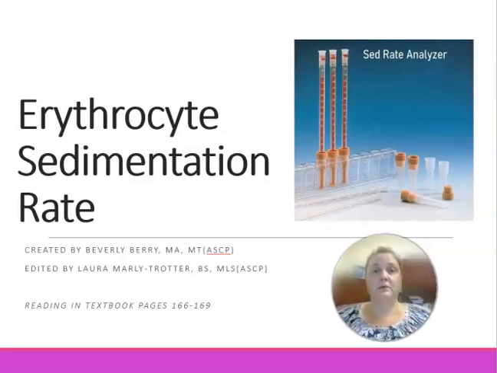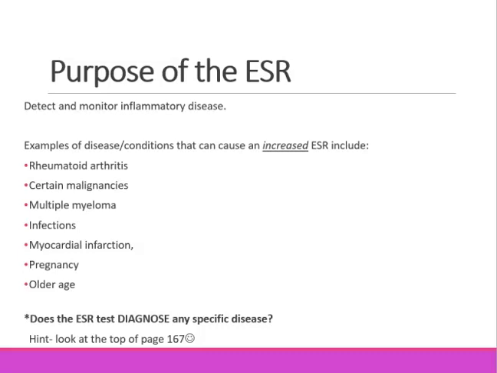Today we're going to talk about the erythrocyte sedimentation rate, and we usually just refer to it as the ESR test. So what would be the purpose of the ESR test? It is used to detect and monitor inflammatory disease. Examples of some diseases and conditions that would cause increased ESR would include things like rheumatoid arthritis, certain malignancies, multiple myeloma, infections, myocardial infarctions, pregnancy, or just overall older age.